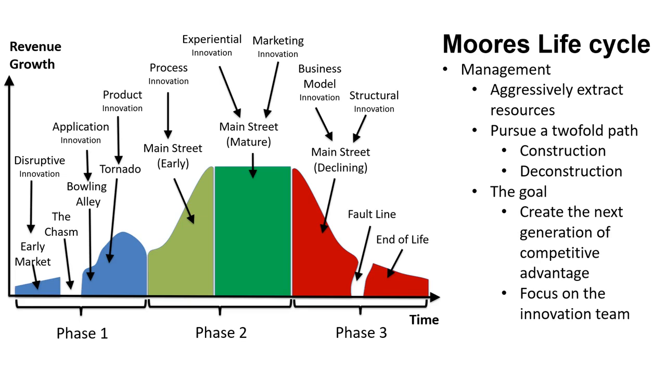In all phases, management has to aggressively extract resources from legacy processes and organizations and repurpose them to serve the innovation type or, if that's not possible, take them out of the company altogether. So management must pursue a twofold path of concurrent construction and deconstruction. For construction, the goal is to create the next generation of competitive advantage, so the focus should always be on the innovation team.